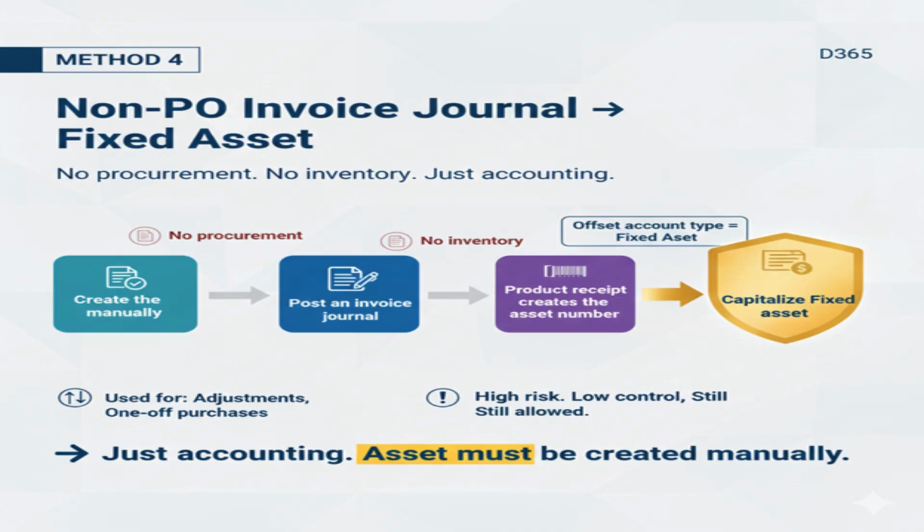Method 4, non-PO, invoice journal, fixed asset. No procurement, no inventory, just accounting. You must create the asset manually, post an invoice journal, and set offset account type to fixed asset. Used for adjustments and one-off purchases. High risk, low control, still allowed.